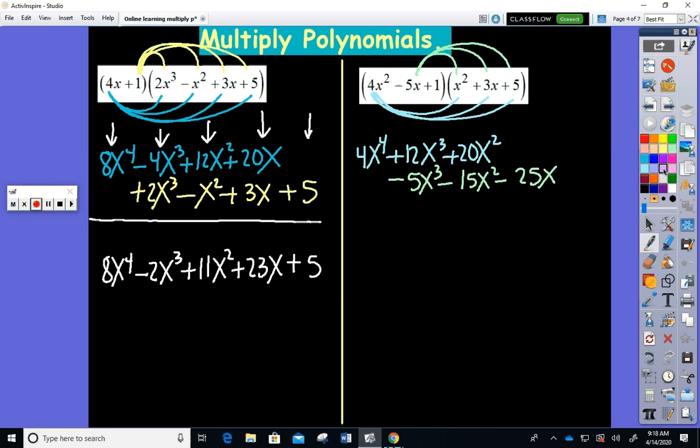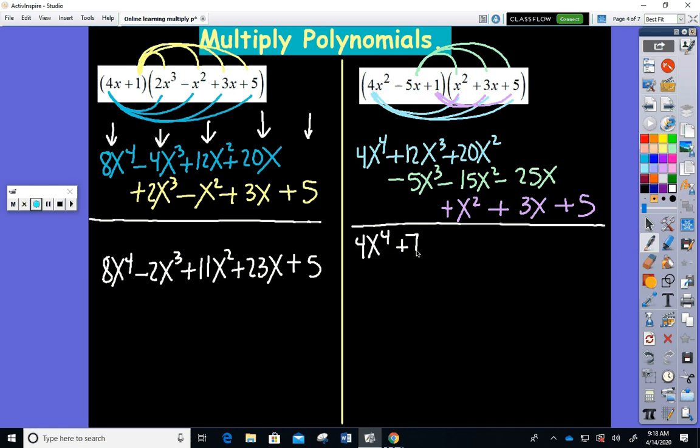New row, new color. Third times first, plus x squared. Third times second, plus 3x. Third times third, plus 5. Wrap it up. 4x to the fourth, plus 7x to the third. Let's see, 20 minus 15 is 5, plus 1 is 6x squared, minus 22x, plus 5.